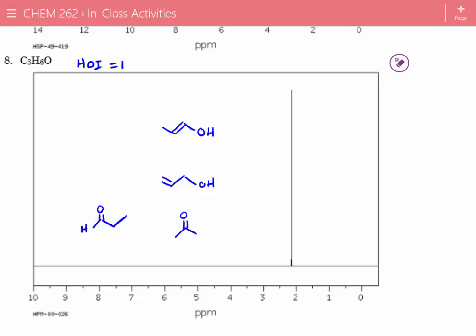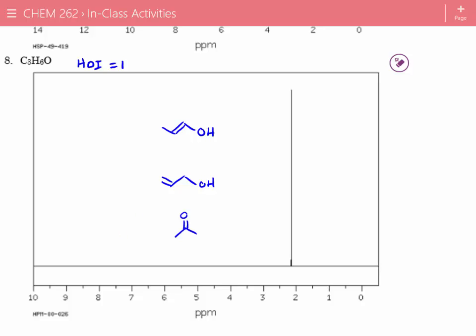The next one should have 3 signals, one for these methyl protons, one for the methylene protons, and then one for the aldehyde. We also don't have an aldehyde peak in the 9 to 10 range, so we know it can't be an aldehyde. It's not going to be this one.